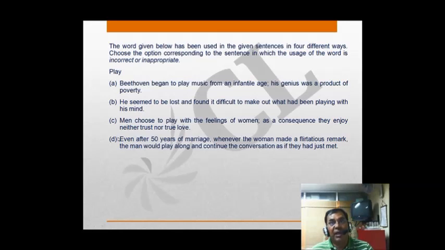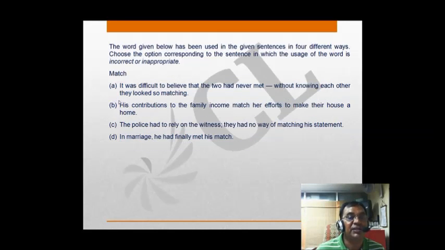Usage is again like grammar. Beethoven began to play music from an infantile age. He was a product of poverty. This I feel is correct. He seemed to be lost, found it difficult to make ordinary playing in his mind. Oh, this is wrong. This is "in his mind." So therefore, this is the answer. This was the easier one.